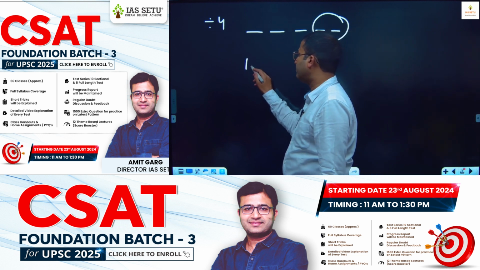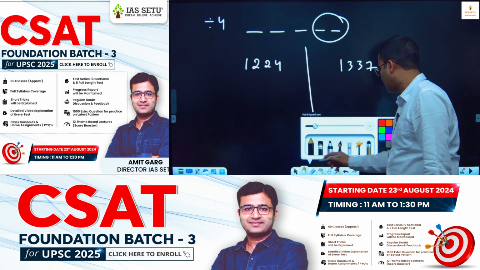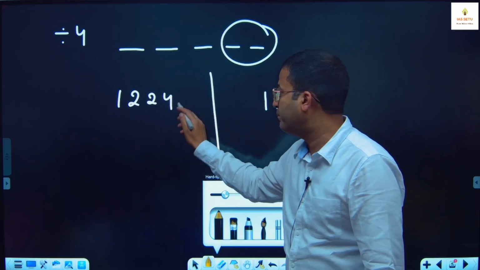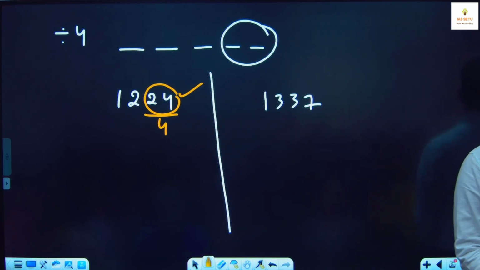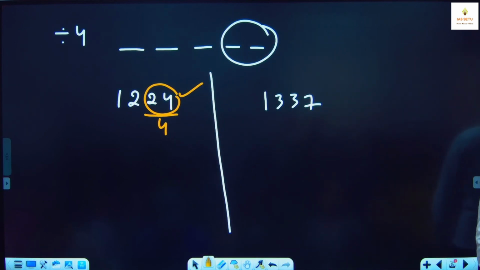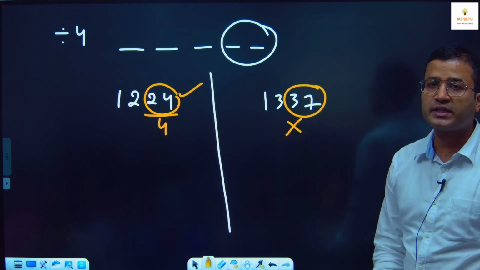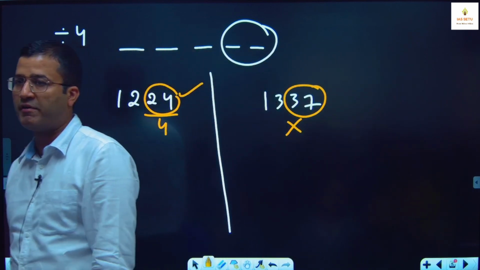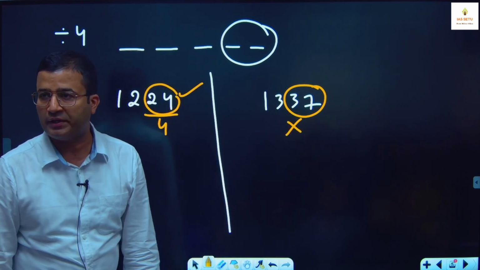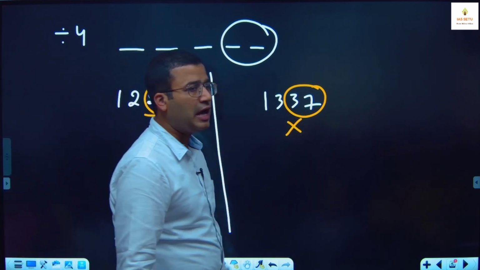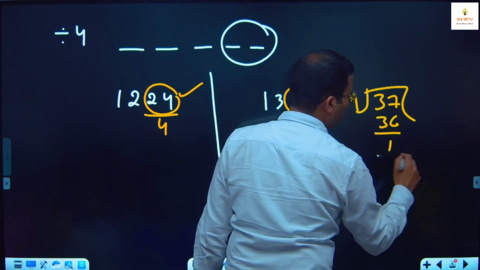Like here, I take examples 1224, 1337. See here, no need to check this complete number. This 24 is divisible by 4. It means this complete number is divisible by 4. 1224 is divisible by 4. In this case, this 37 is not divisible by 4. So this complete number is not divisible by 4. Here also, if it is not divisible by 4, we need the remainder. For the remainder, here only the last two digits are sufficient. So here, if we divide the last two digits by 4, we get our remainder 1.